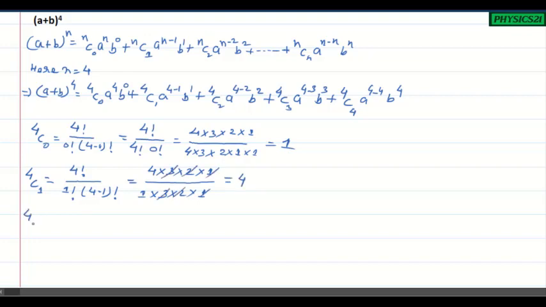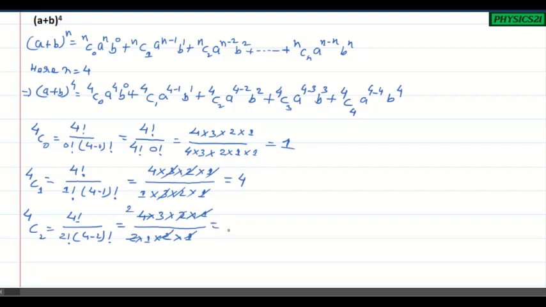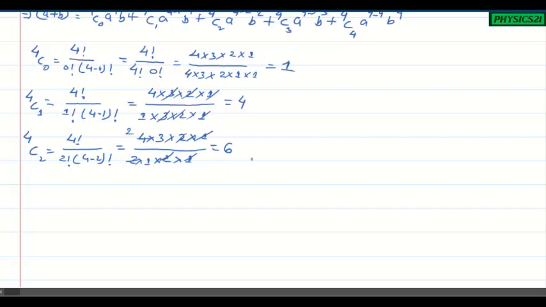Now we can find the value of 4C2. It is 6. In the same order, we will calculate the value of 4C3. It is 4. And in the same order, the value of 4C4. As we simplify it, we get 1.